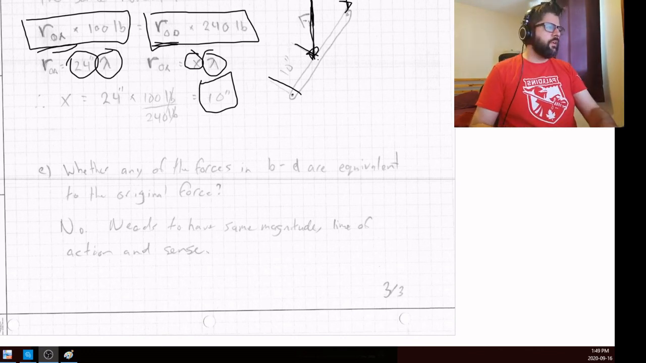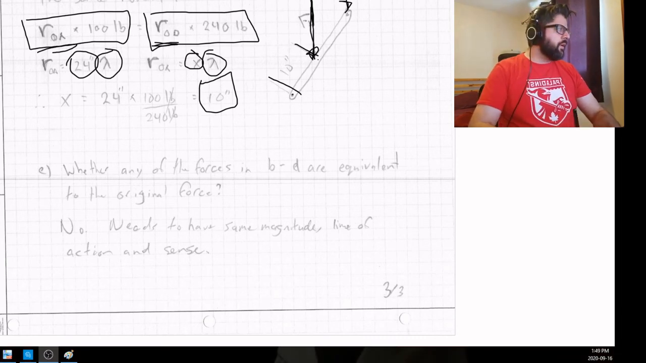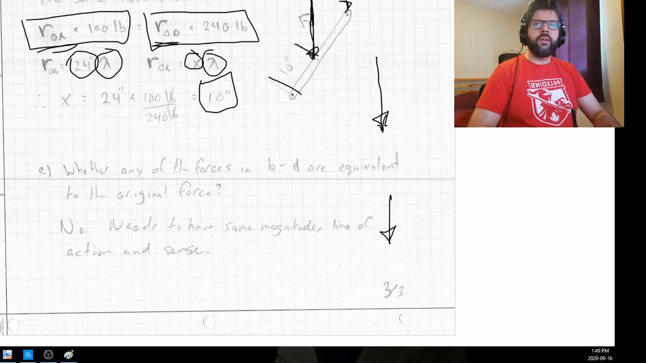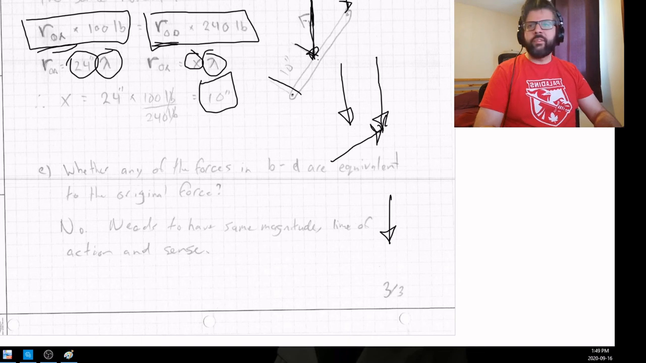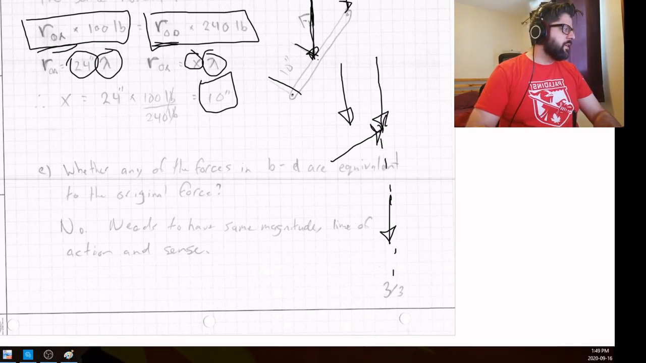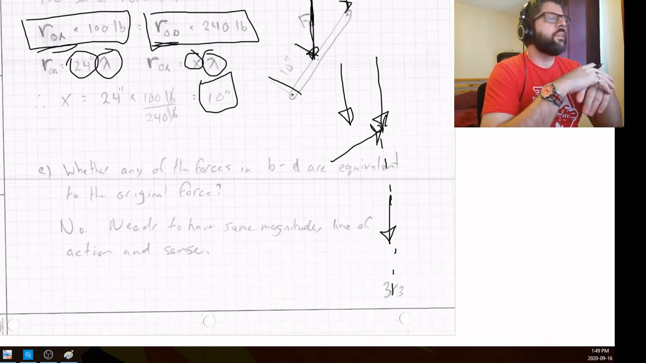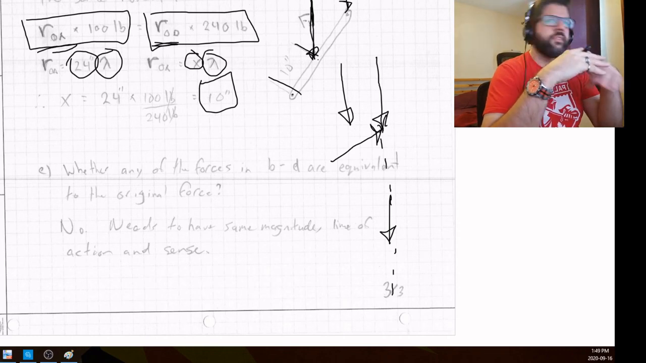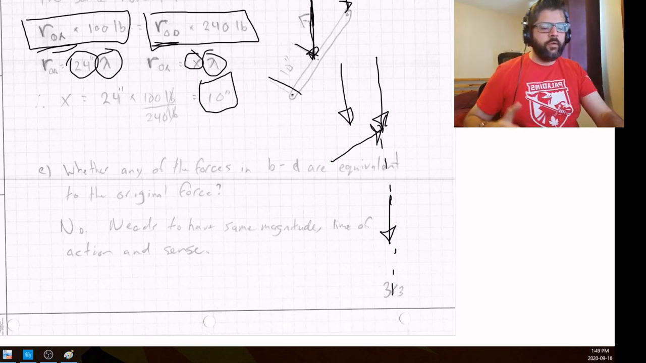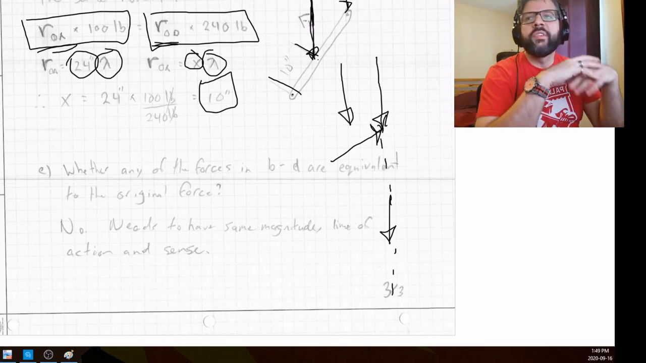So again, if you're moving a force, you can move it, say, from here to here and not have an issue. But you can't move it to here, and you can't point it in a different direction even if it's passing through the same point. The line of action needs to be the same. And it needs to have the same sense as well. So none of these necessarily just flip directions, but that is a requirement. So no, none of these forces are equivalent.